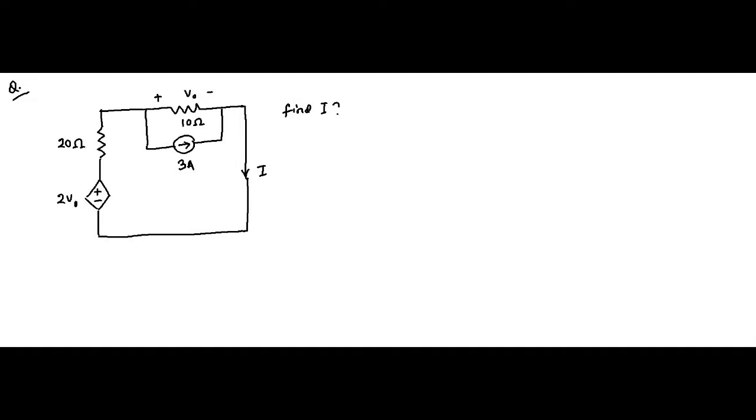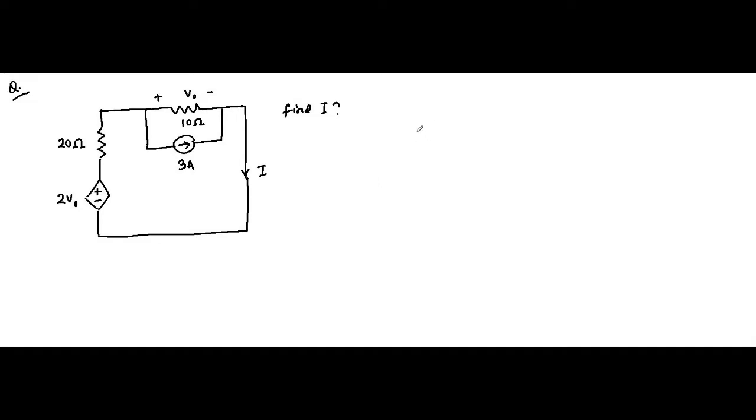And this is the interesting part, the dependent source, that is the voltage dependent voltage source, which is dependent on this voltage drop across the 10 ohm resistor V0. So let us solve it. So first we will redraw the circuit.